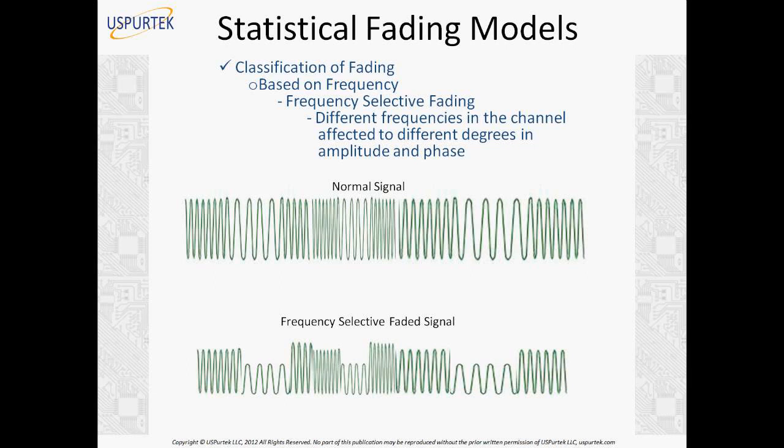That is because the different frequencies in the channel are affected to different degrees in amplitude as well as phase. It's not just the amplitude, but the phase is also affected. Why is the phase affected? Because the wavelengths for different frequency components are different. So if the propagation path is delayed by the same extent, each frequency component will suffer a different fading in phase.